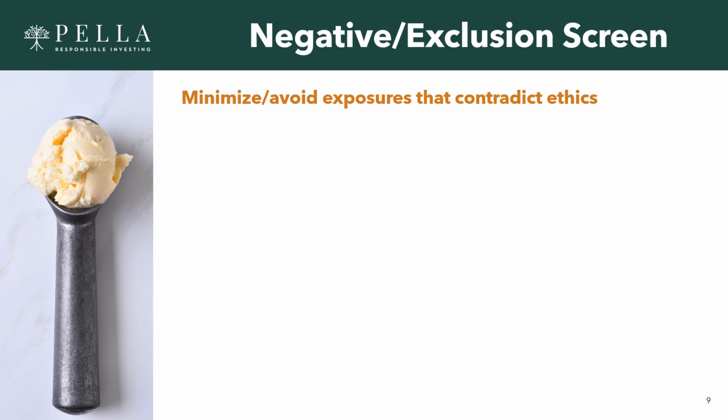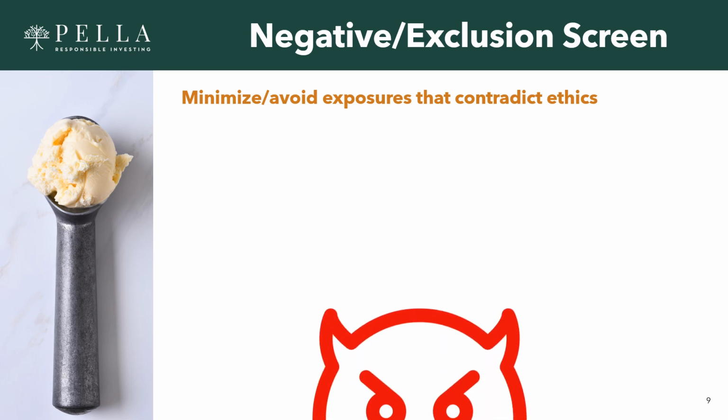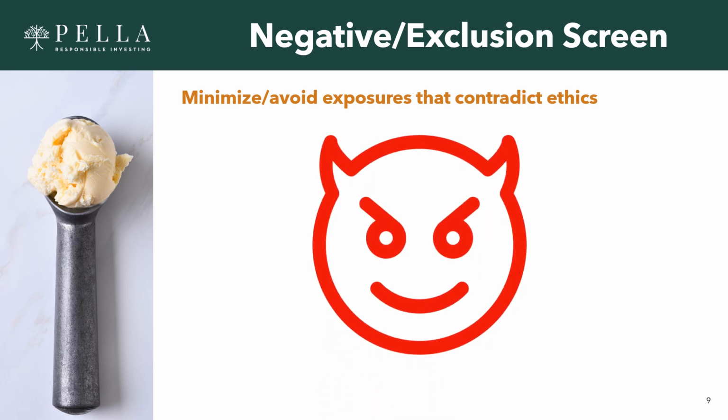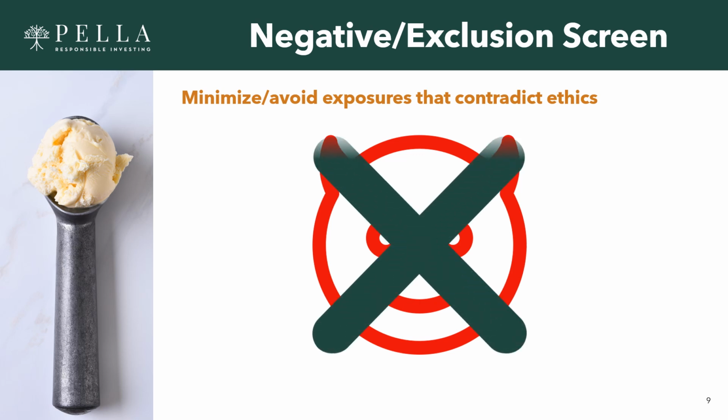Now, let's move on to our third responsible investment strategy: negative screening, also known as exclusion screening. This method is a cornerstone of what many consider ethical investing. Negative screening focuses on minimizing or completely avoiding investments whose core operations clash with ethical criteria.